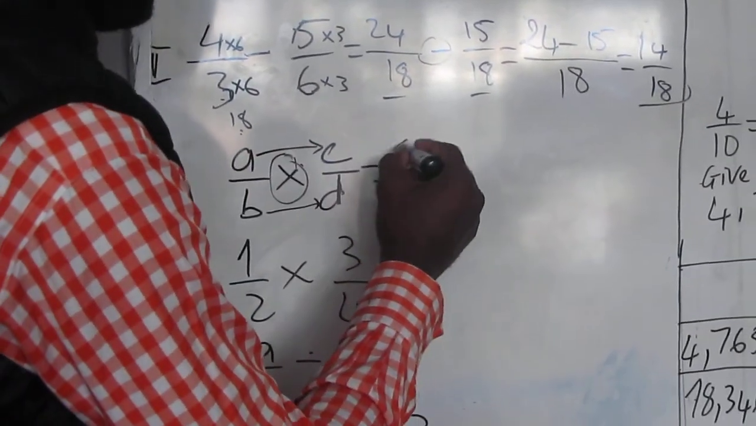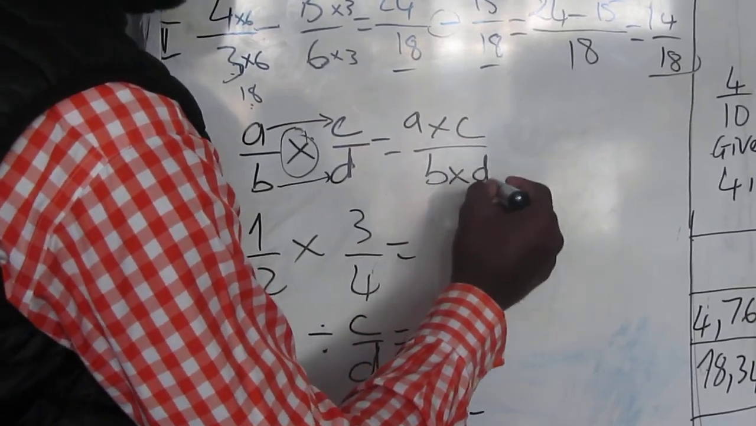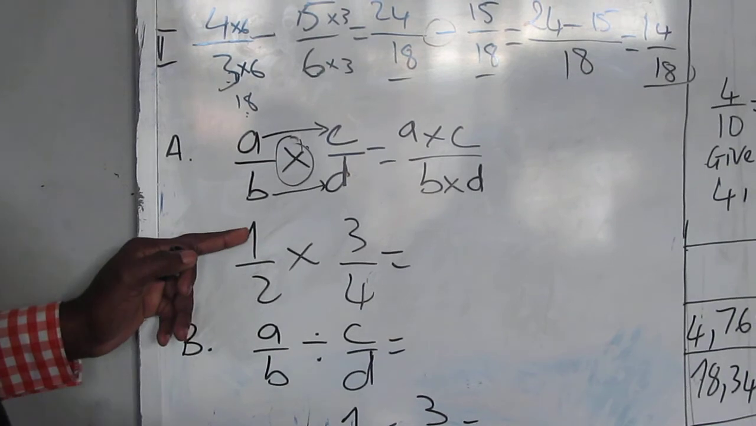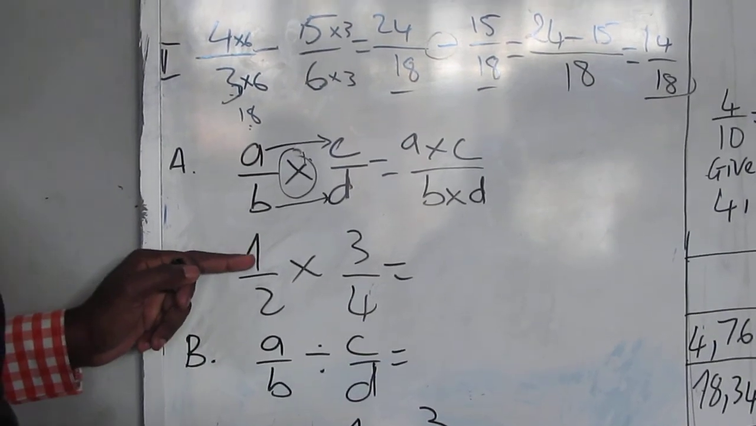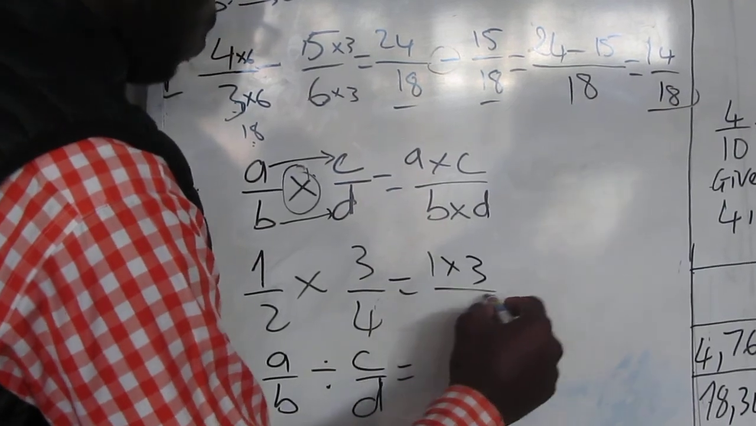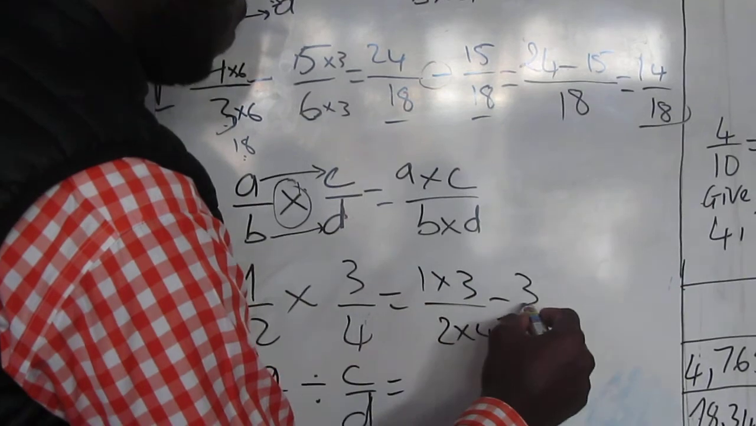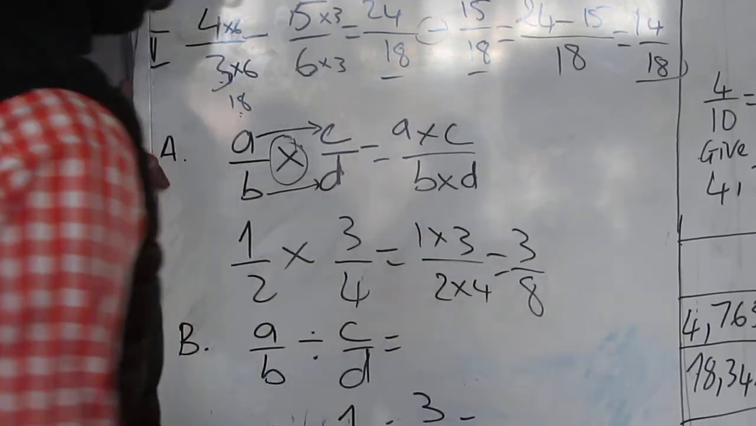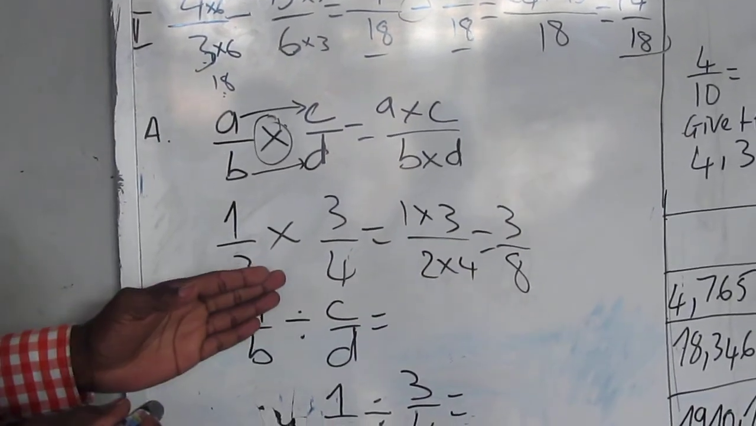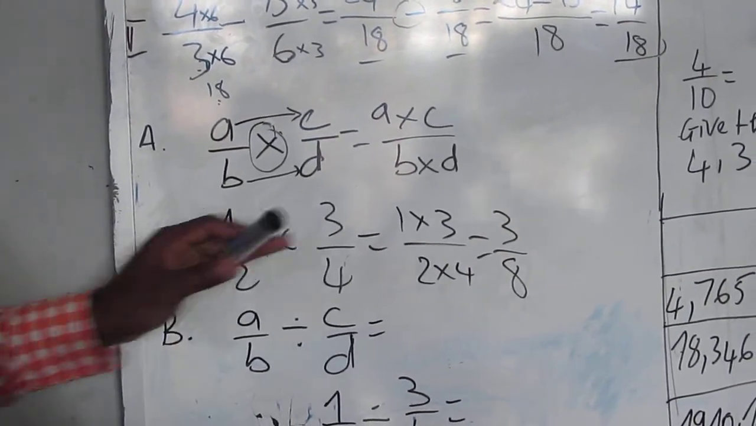So here, A times C over B times D. This is our answer. So if we multiply this one, 1 times 3 over 2 times 4. 1 times 3 is 3, over 8. So it's the way we get our answers as well with our first method, that is only straight.